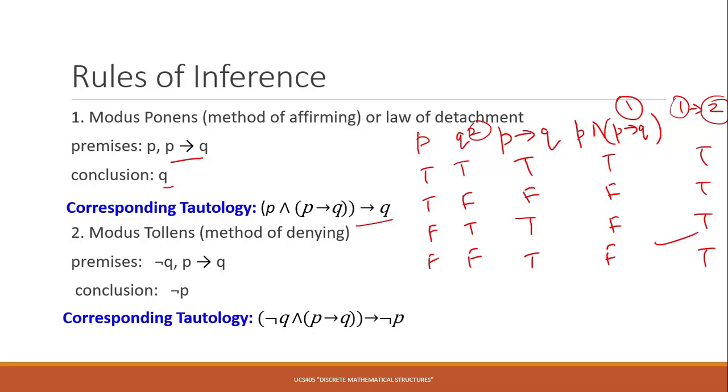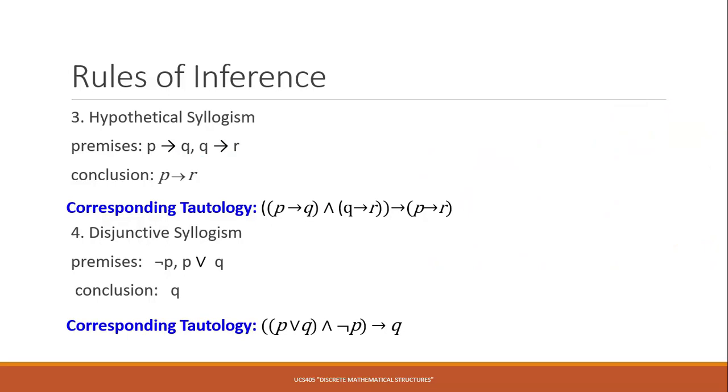Second rule is modus tollens. Premises are negation Q and P implies Q, and the conclusion is negation P. If these two premises are true, then negation P will also be true. Third is hypothetical syllogism. Two premises are P implies Q and Q implies R. If these two are true, then according to this law, P implies R is also true. Next is disjunctive syllogism. If negation P and P or Q are both true, then according to this law, Q is also true.